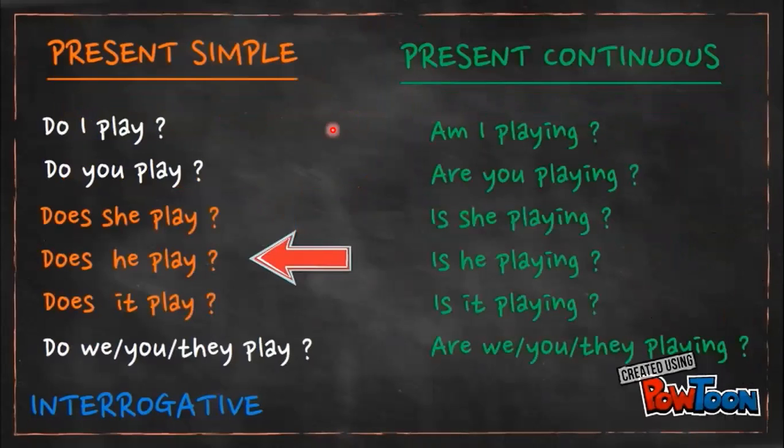Here we have some examples. In present simple, do I play? Do you play? Does she, he, it play? Do we, you, they play? Always using the auxiliary. And in present continuous, well, we only change the order with the pronoun, and instead of writing the verb here, we're going to put it first. Am I playing? Are you playing? Is she playing? Etc. So it's kind of easy because you only switch places between verb to be and pronoun.